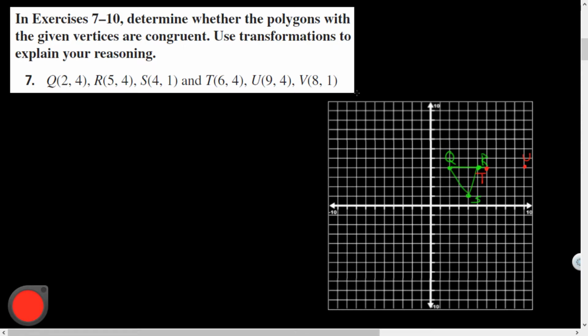Oh. Let's see, and V is 8, 1. So let's see, 8, 1. Oh, did I put it on the 10? 1, 2, 3, 4, 5, 6, 7, 8, 9, 10. Oh, thank you with the save. I didn't realize this was 11 across. And then V right here. Looks like something like that and that. So let's see, what's a transformation that maps one to the other, friends? If you do in fact think these are congruent.